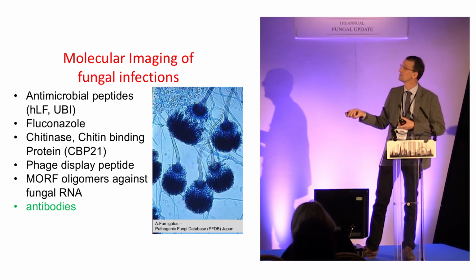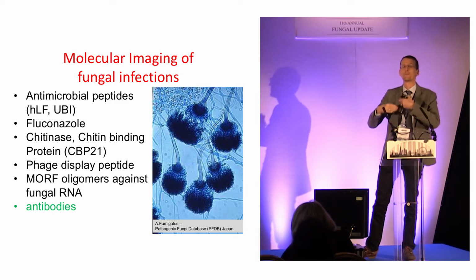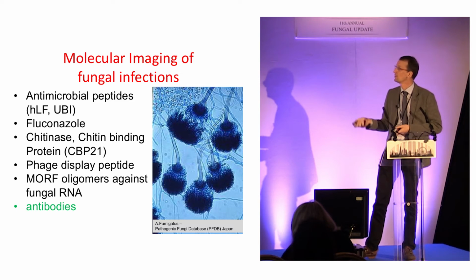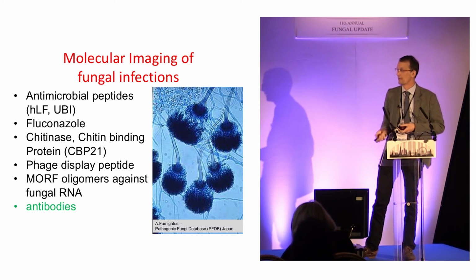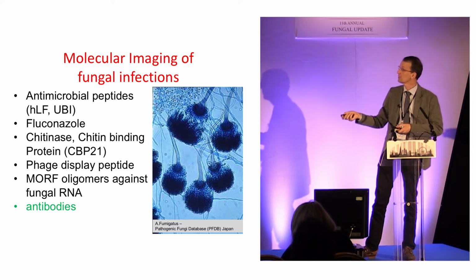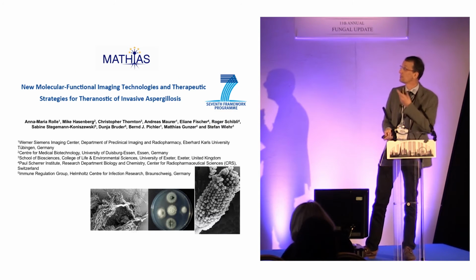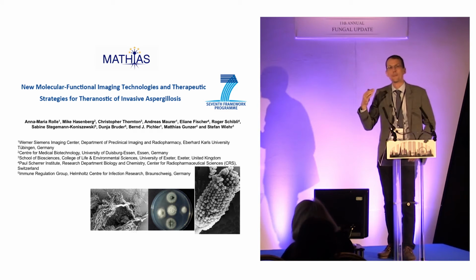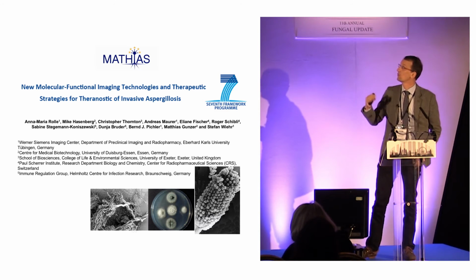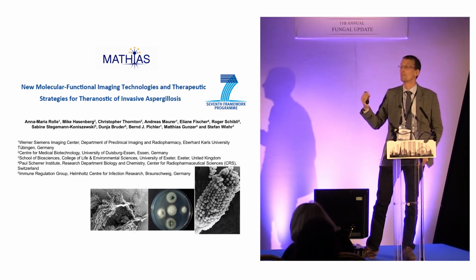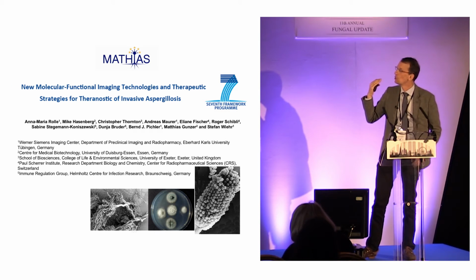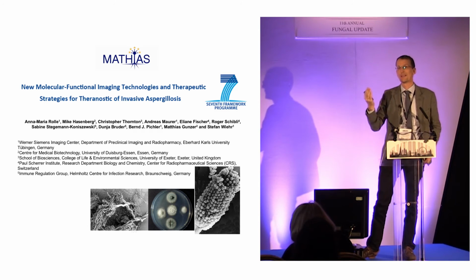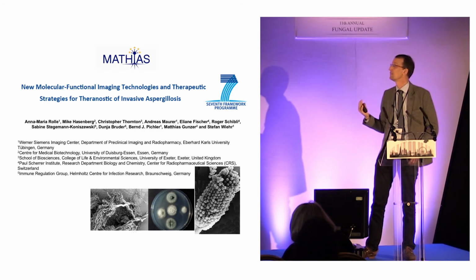But we are not the only ones looking into imaging possibilities that are potentially more specific. There are a number of papers using, for example, a peptide specific for Aspergillus fumigatus. There is a paper that was radio-labeled for imaging purposes. I just want to show you one recent development with antibodies, with a radio-labeled antibody. There is a group, it's called Matthias. They have an FP7 grant for developing a radio-labeled, to radio-label an Aspergillus-specific antibody.